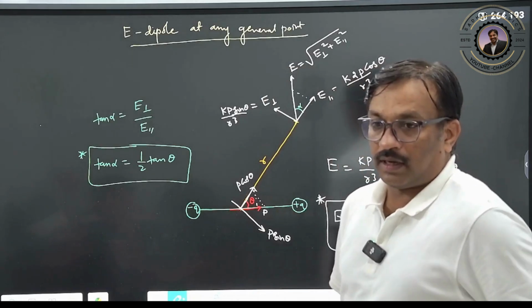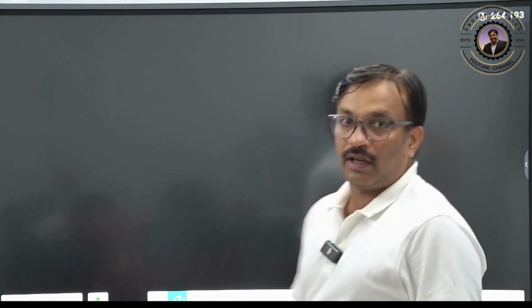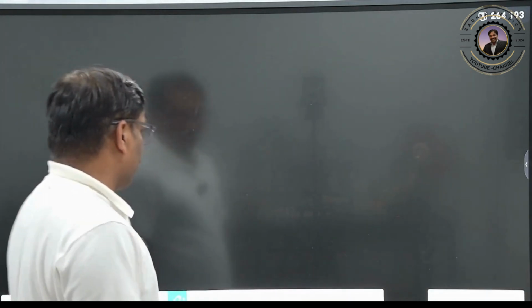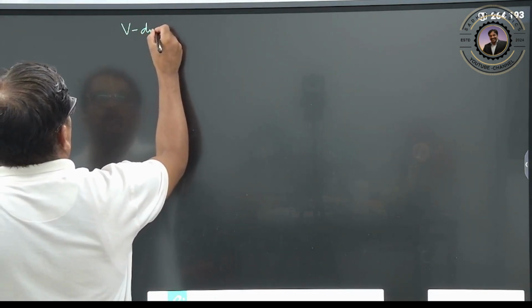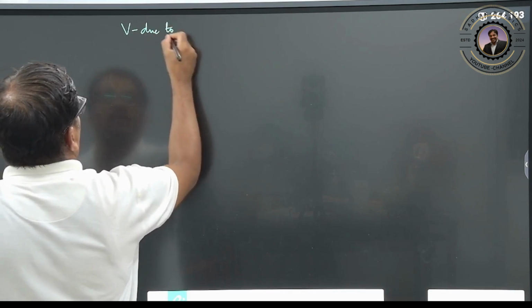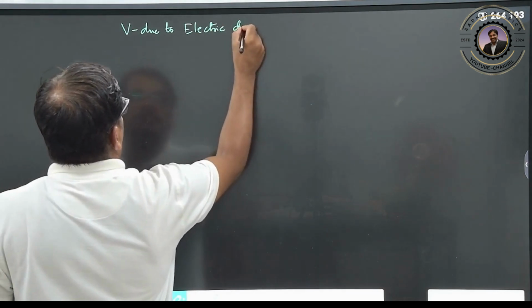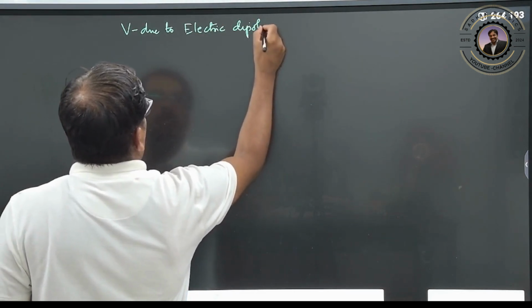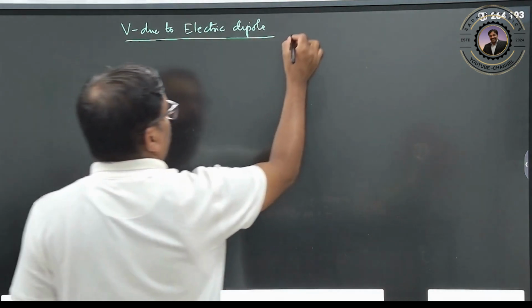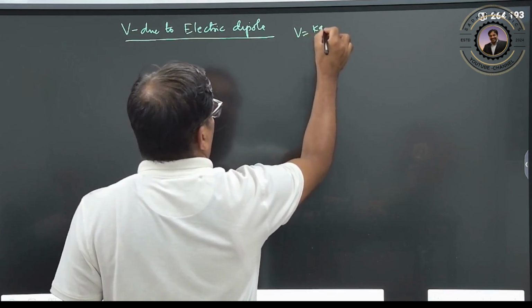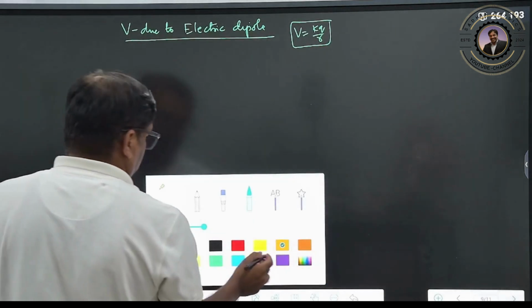Clear, students? Now we will discuss the potential due to an electric dipole. The potential formula we already know. What is the potential formula? K Q by R. It is a scalar quantity, so there is no need to take any directions.